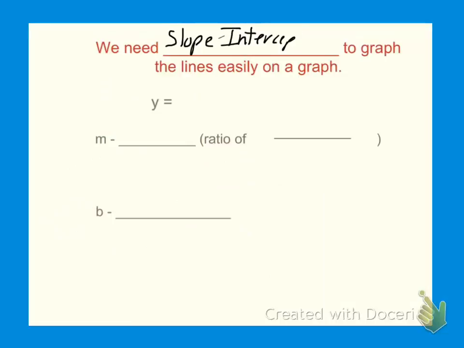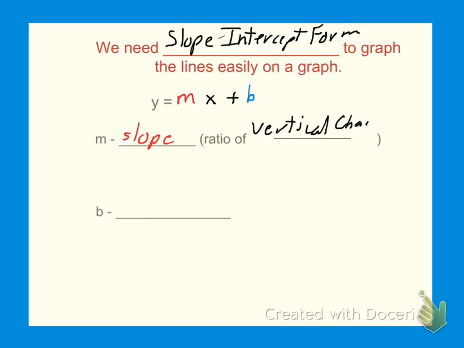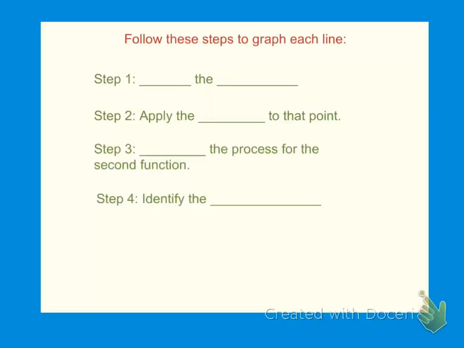In order to graph a linear function on a coordinate plane, we would like it to be in slope-intercept form. Now, if you remember, slope-intercept form is y equals mx plus b. The m stands for slope, which we remember is the ratio of the vertical change over the horizontal change. And the b represents y-intercept, meaning where it crosses the y-axis.